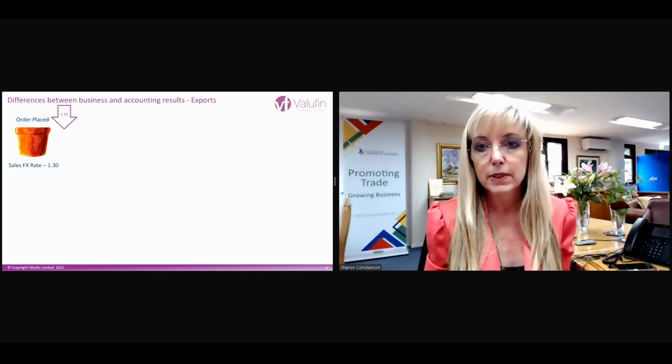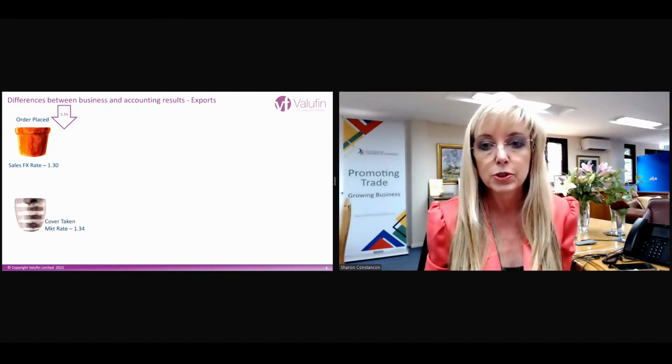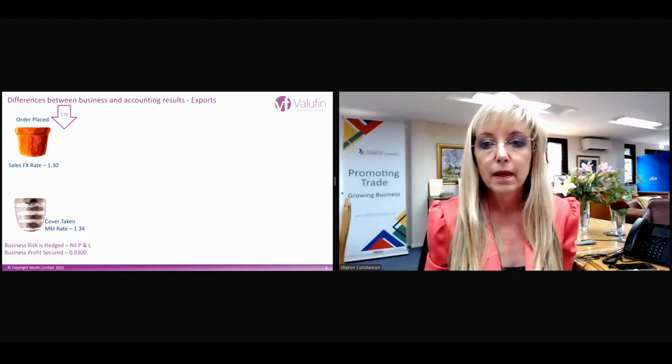Salespeople find a customer, they sell some goods to the customer, the orders are placed, and at that point in time, the market spot rate is 1.33. So we've seen a movement during that period. Let's assume that the company policy is to be 100% covered. They take out the cover, and at that point in time, they get a market rate of 1.34. We now have three rates already.